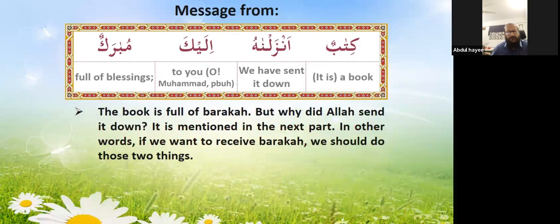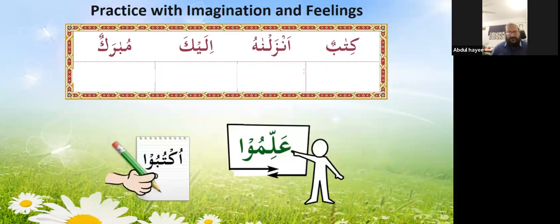The book is full of barakah, but why did Allah send it down? It is mentioned in the next part. In other words, if we want to receive barakah, we should do two things. What two things? Tadabbur and tazakkur.